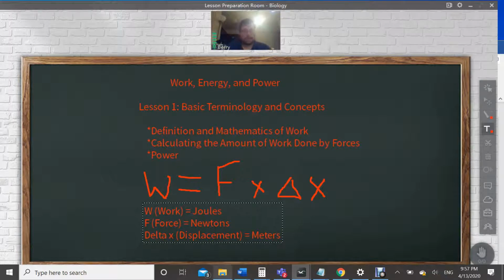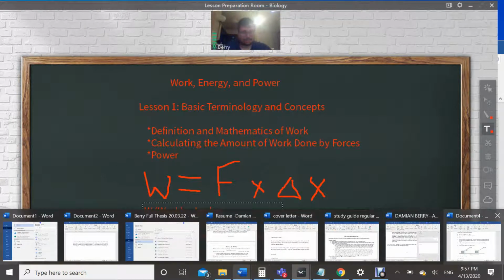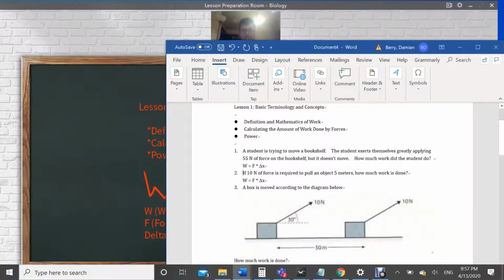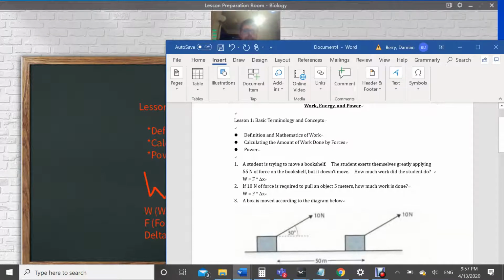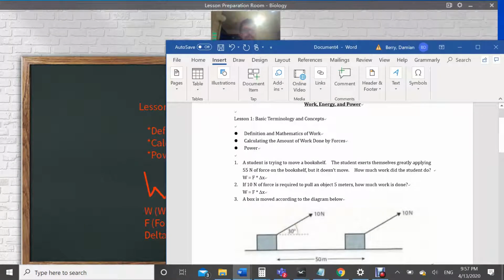So what I have today, I have a sheet with some work that we're going to be working on today. First one, a student is trying to move a bookshelf. The student exerts themselves greatly, applying 55 newtons of force on the bookshelf, but it doesn't move. How much work does the student do?